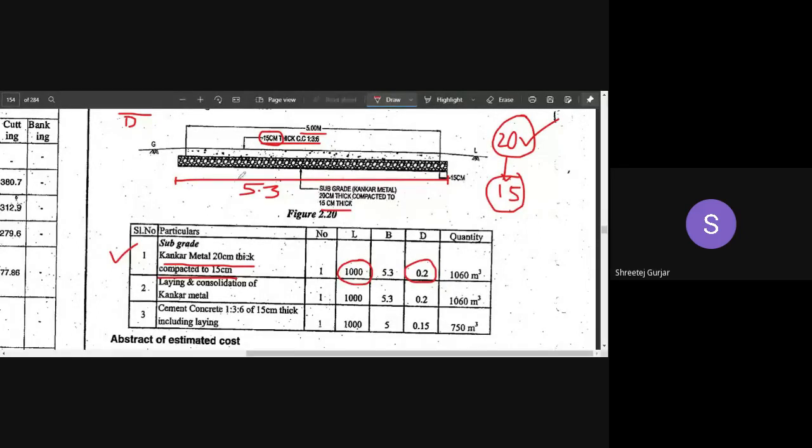And what about the width? As I've shown here, it is 5.3. Width is 5.3. Number will be 1. Only one number of road. It is a single lane road, not a double lane. So 1 into 1000 into B into D will give you your quantity. Okay, so this is for subgrade.